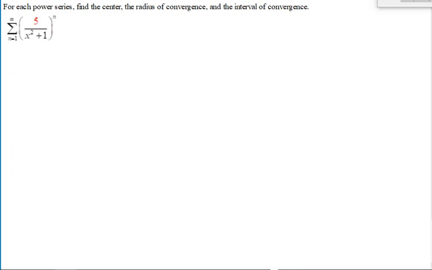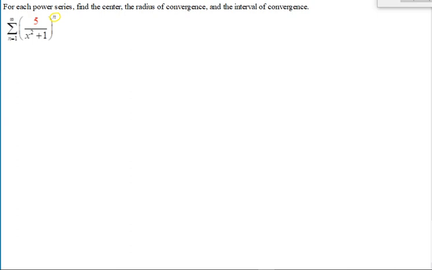Repeat calculus on the topic of power series, the radius of convergence, and the interval of convergence. So it says for each power series find the center, the radius of convergence, and the interval of convergence. On most of these, the ratio test tends to work best, but notice on this one, this is raised to the n power, it's actually the root test that would be better.